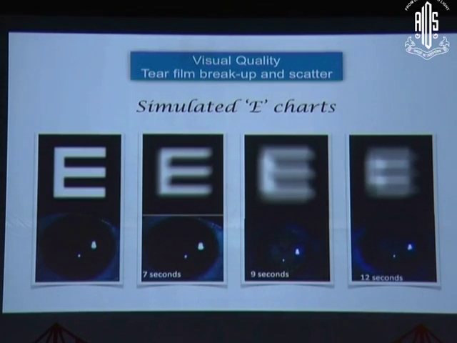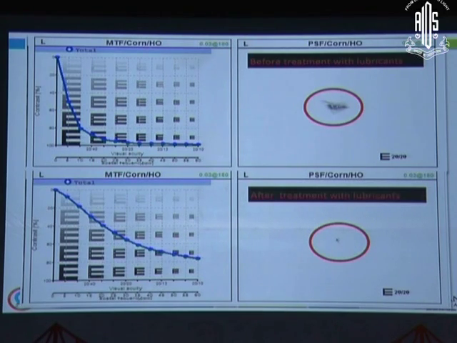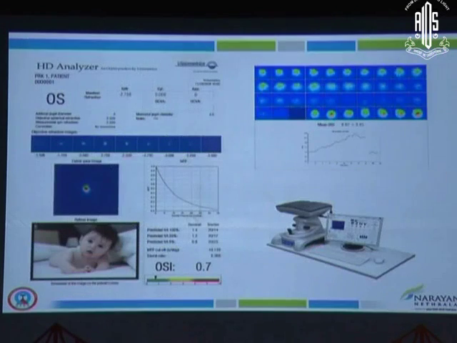This is a simulated E-chart, which shows that with the tear film breakup time, it corresponds to the deterioration in the vision, which is again seen in this modulation transfer function. But what we can see is that clinically, if you put a drop of a lubricant, the patient's vision improves significantly. This is a method by which we can optically look at the tear film and quantify it.